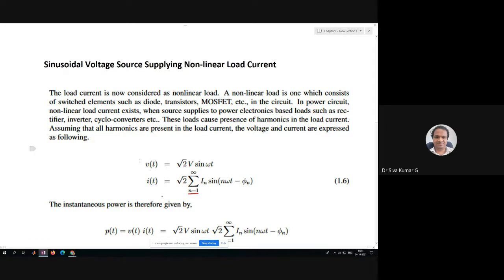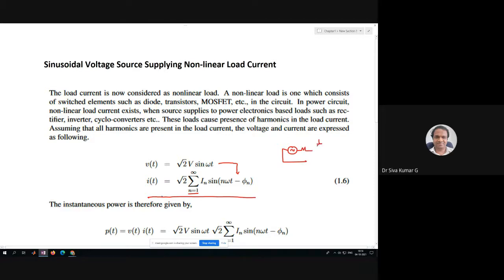But this is not the case which is going to happen, because, as I was mentioning in the earlier classes when I was discussing the voltage versus the current harmonics, in order to drive this particular current, obviously we require the voltage to have some other harmonics also.